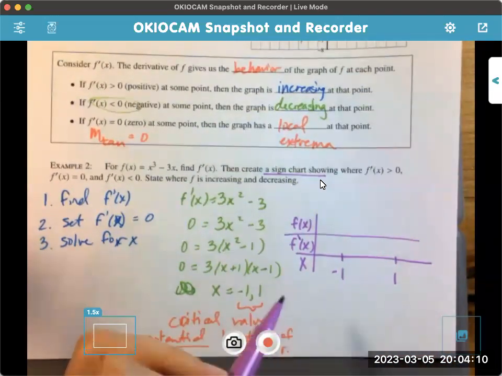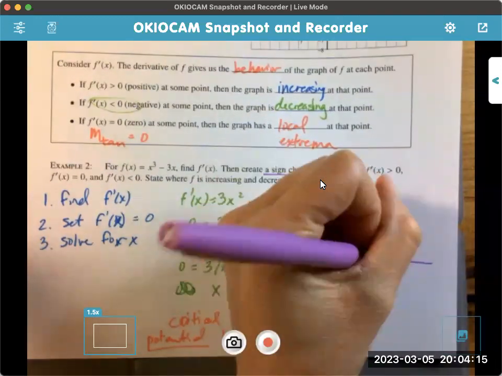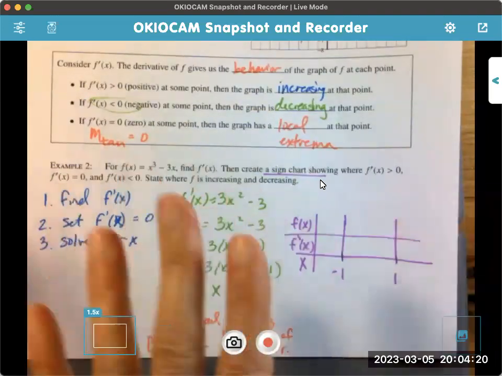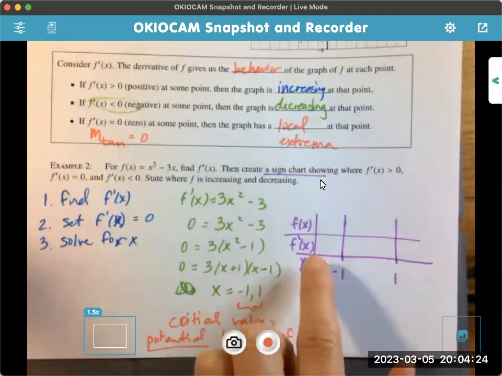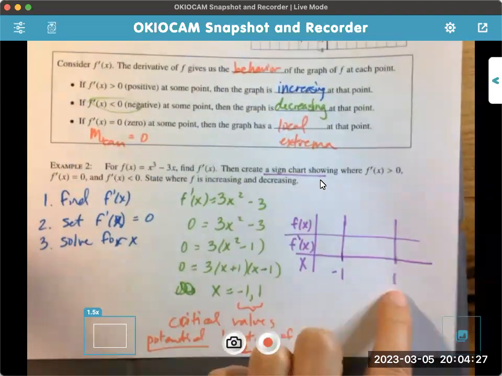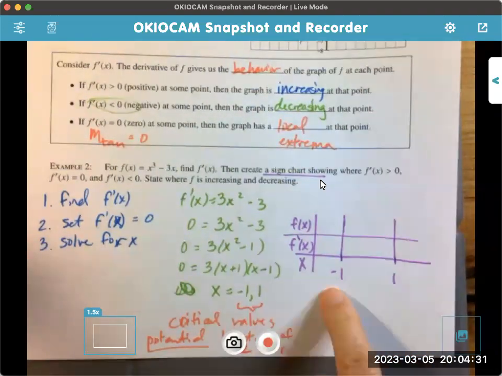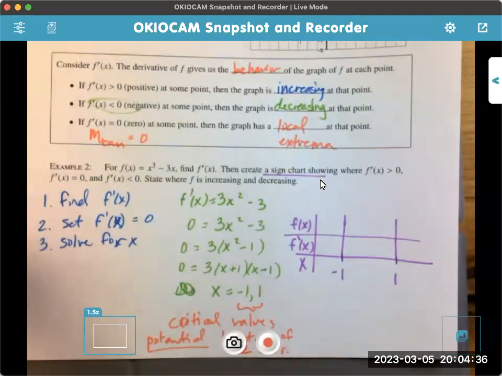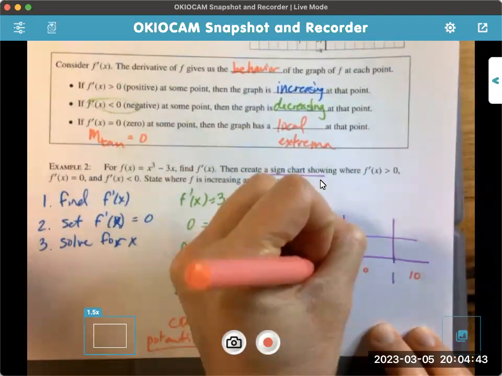Okay, by sign chart, we mean plus signs and minus signs, positive or negative. That's what is meant by a sign chart. So we're going to choose test values. You can choose any number you want, as long as they're not -1 and 1. It is a number line, so your numbers do have to be in numerical order. That's very important. Otherwise, things go haywire.